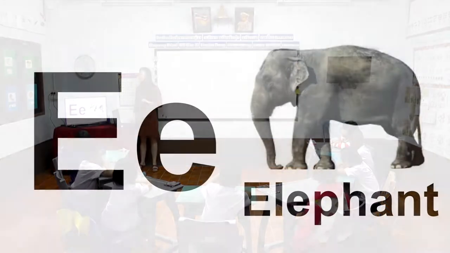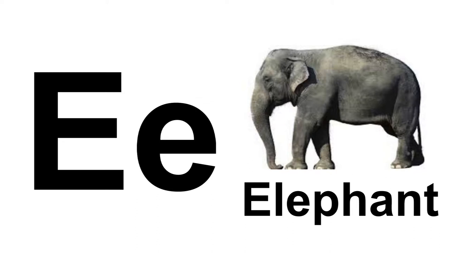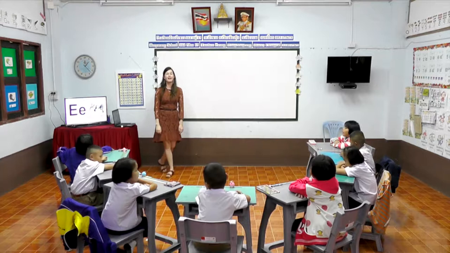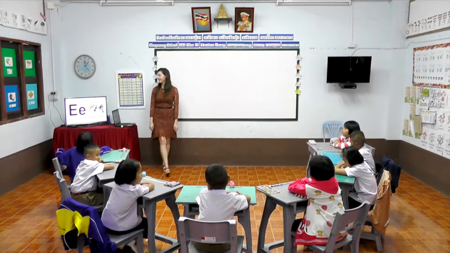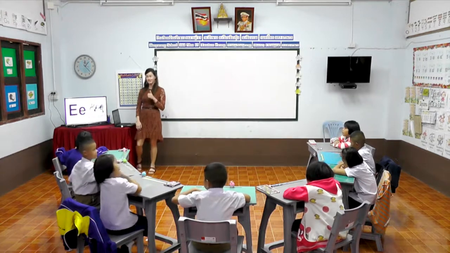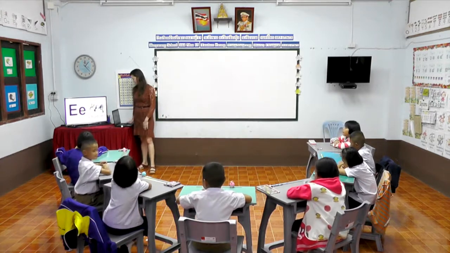Elephant. That's right. What letter do we have? E. E for? Elephant. What sound do we have? Eh, eh, elephant. Eh, eh, elephant. Good. Two times for each sound.